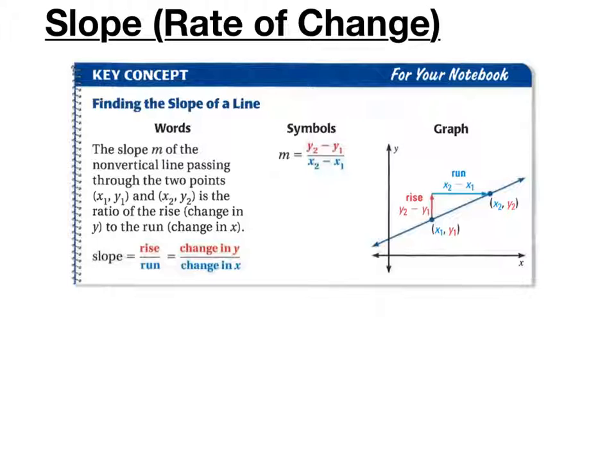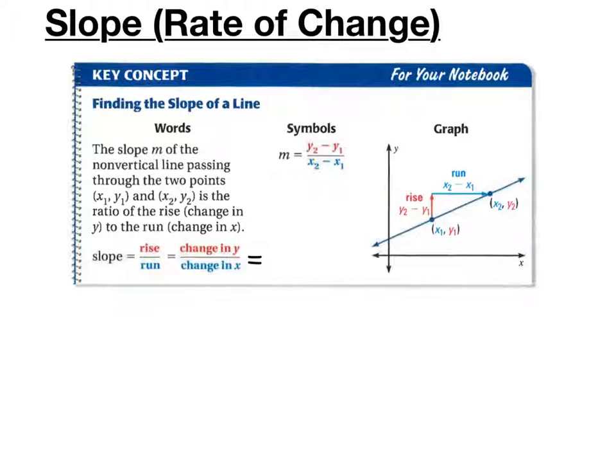Remember, anytime we have 2 points, we can find the slope between those 2 points by looking for the vertical change and the horizontal change. Remember, the slope equals the rise over run, which is another way of saying the slope equals the change in y over the change in x.